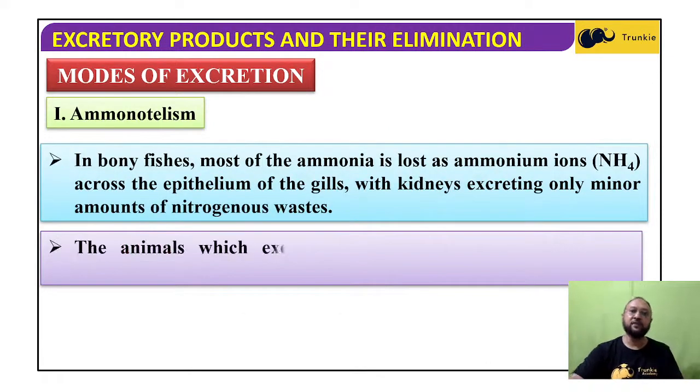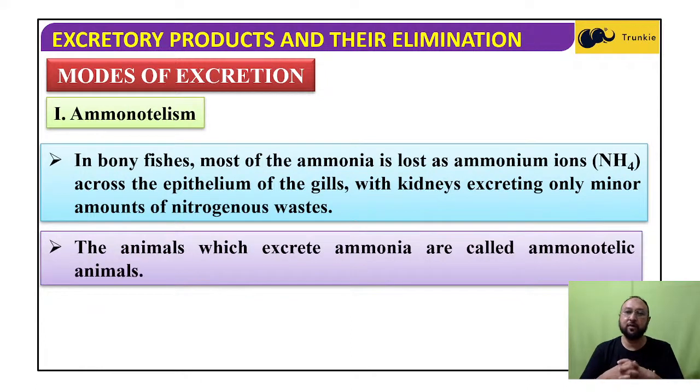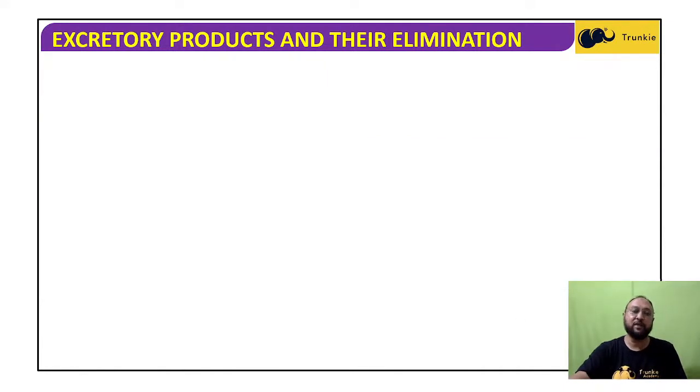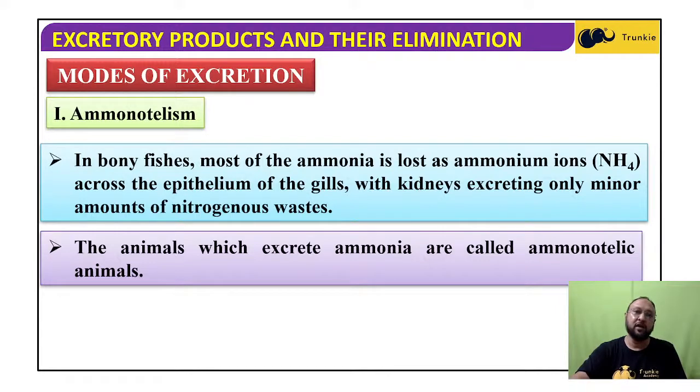In bony fishes, most of the ammonia is lost as ammonium ions across the epithelium of the gills, which are present in the head region, with the kidneys excreting only minor amounts of nitrogenous waste. The animals which excrete ammonia are called ammonotelic animals. I already told you.